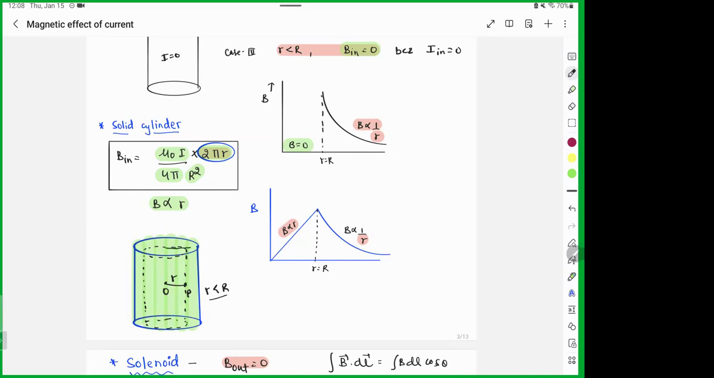Let's take this capital R. So in that case, your magnetic field directly depends upon r. You increase the r value, your magnetic field also increases. Exactly the same way as in the case of electric field for a solid cylinder, the electric field also increases. Understood, guys? Electric field also increases in the case of a solid sphere.